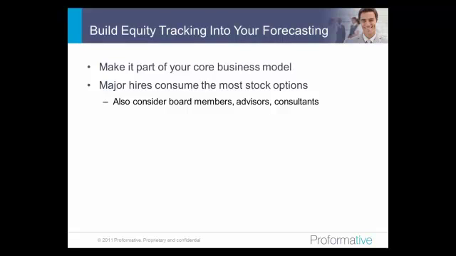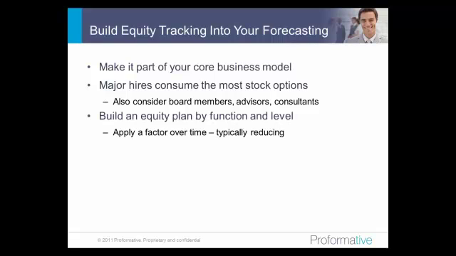And now understand that major hires consume the most stock options. A VP of marketing at a startup company might get 1 million shares, whereas a marketing manager might get 40,000 shares. Your company typically should have guidelines around these stock grants. So when we hire someone at a manager level, we'll give them X number of shares, etc. You build all of that into your business model, and then what you have is an equity plan by function, by level, and it goes into the future.